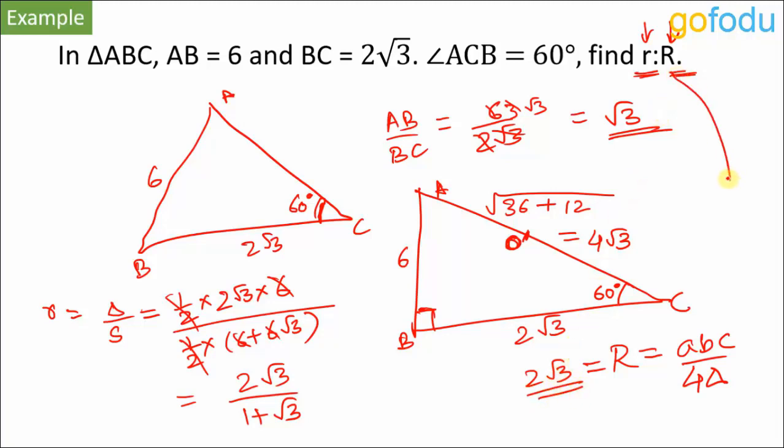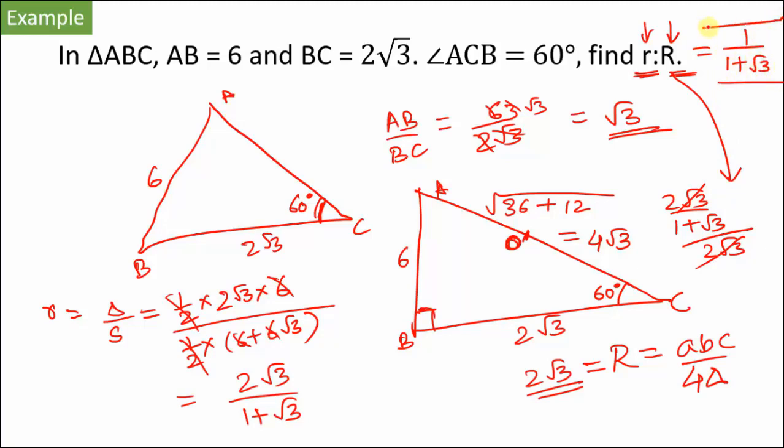Okay, now this ratio will come out to be small r, that is 2 root 3 upon 1 plus root 3, upon capital R, the circumradius, that is 2 root 3. 2 root 3 and 2 root 3 will get cancelled, and this will come out to be 1 upon 1 plus root 3. This is the final answer.